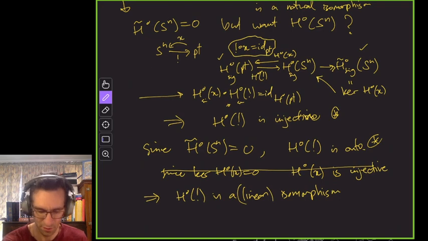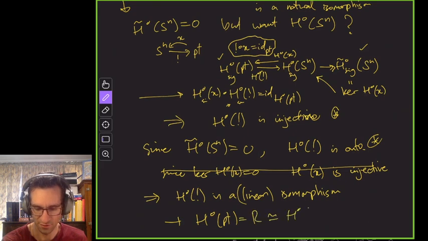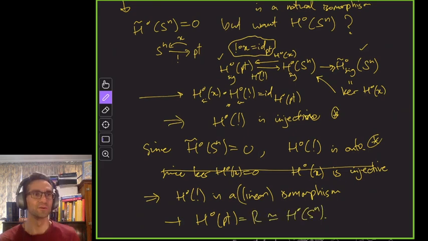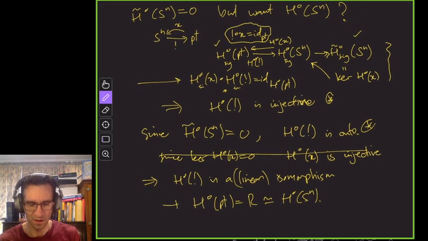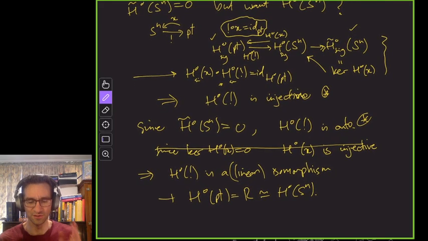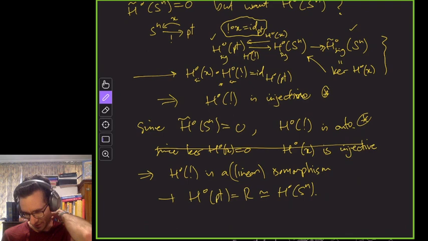And so H0 of a point, which is R, is isomorphic to H0 of Sn. I just wanted to illustrate this nice result. Again, it's a nice exercise, and it's true for general spaces, not just the n-sphere, as long as your space is not empty. But we had to do a careful argument to make sure it wasn't some weird quotient ring of R or something like that.